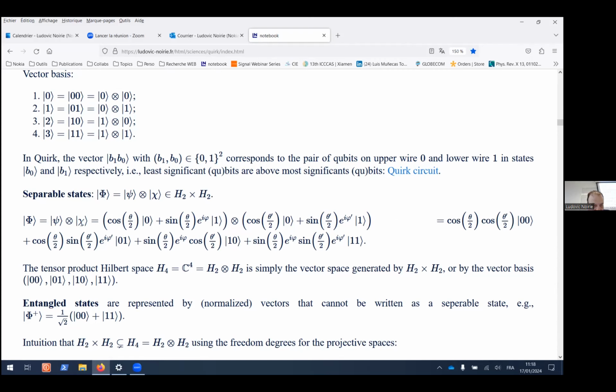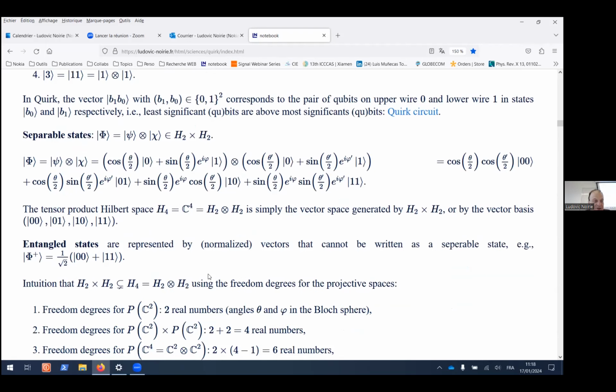This state is not with this representation. We do not have all the states in the tensor product. The tensor product is simply the vector space that is generated by the Cartesian product, meaning that you consider all the possible superpositions of this kind of state. It can also be seen as the vector space generated by the vector basis 0 0, 0 1, 1 0, 1 1.